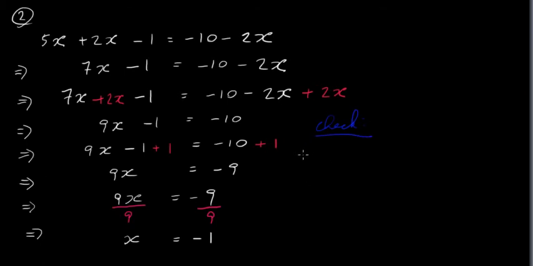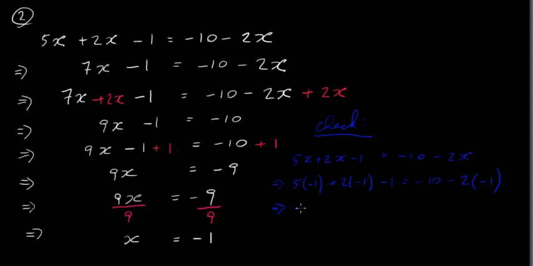Well, our original equation was 5x plus 2x minus 1 is equal to minus 10 minus 2x. So let's stick the minus 1 in here and see does it work. Well, you've got a 5 times minus 1. We've got a plus 2 times minus 1, or minus 1 there, equal to minus 10 minus 2 times minus 1. Let's just work this out and see, do we get the left hand side equal to the right hand side?